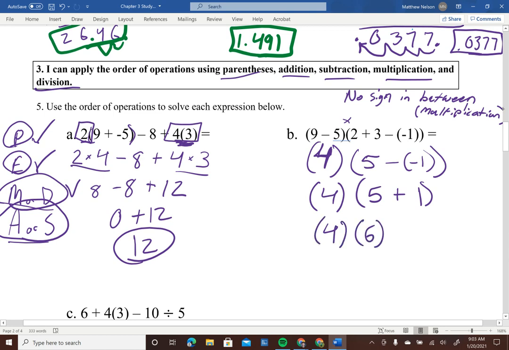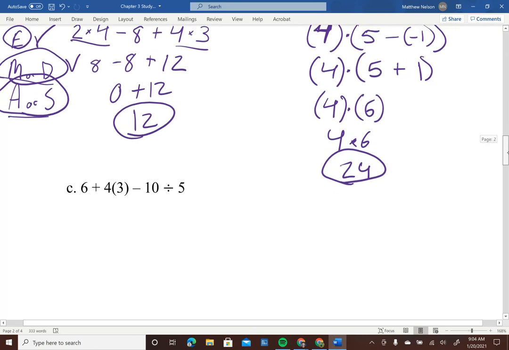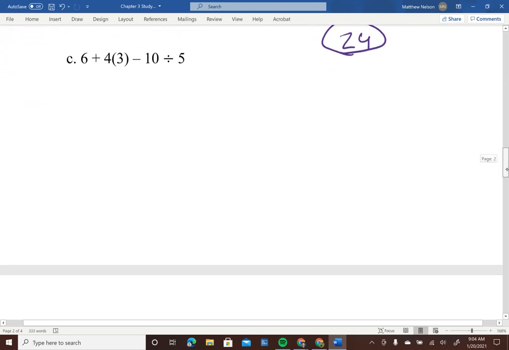So now we have 4 and 6. Remember, that's the same thing as saying 4 multiplied by 6. So we can actually rewrite it as 4 times 6, and that's going to give us 24. All right, moving on to the final problem here.